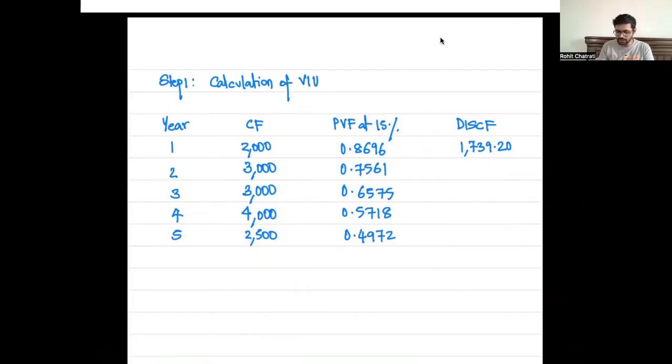Second year is 3000 into 0.7561, which is equal to 2268.3. Third year is 3000 into 0.6575, which is 1972.5. Fourth year is 4000 multiplied by 0.5718, which is 2287.2. And fifth year is 2500 into 0.4972, which is equal to 1243.